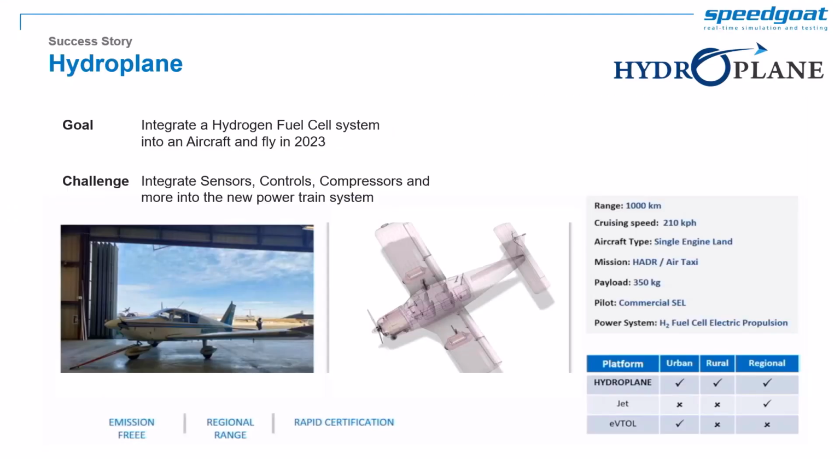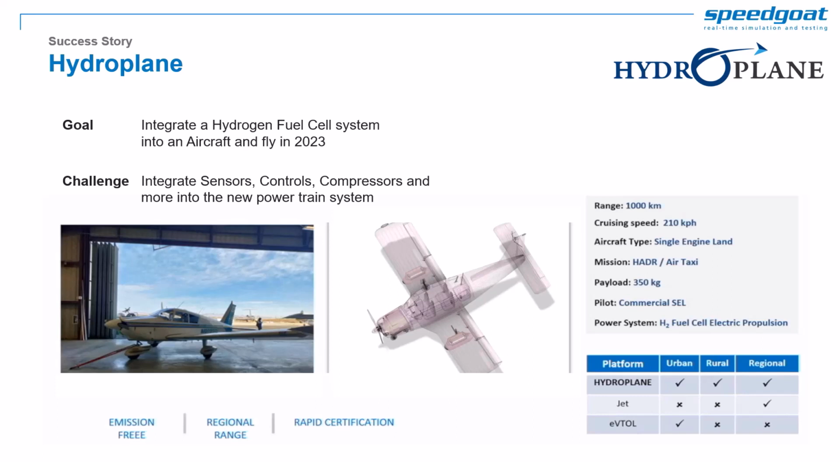Another great example from the industry is Hydroplane. The goal of Hydroplane is to integrate a hydrogen fuel cell into an airframe and fly the aircraft with this new propulsion system in 2023. Hydrogen fuel cell powered aircraft will have an important role in the next generation of aviation, since they are carbon neutral and do not suffer from the energy density challenge that battery-driven aircraft do.